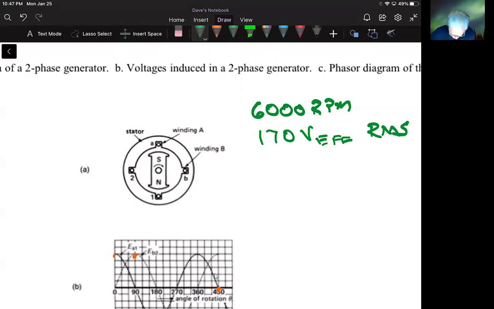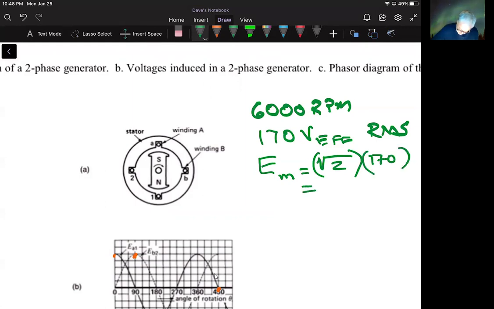Well, that's pretty straightforward. We can easily come up with that. He abbreviates it E sub M, I guess E max. I would have been more comfortable with E sub P or peak voltage. But the peak voltage in relation to an RMS voltage, we know that is the square root of 2 times the effective voltage. And 170 times the square root of 2, or 1.414, is around 240 volts. So that would be that problem.